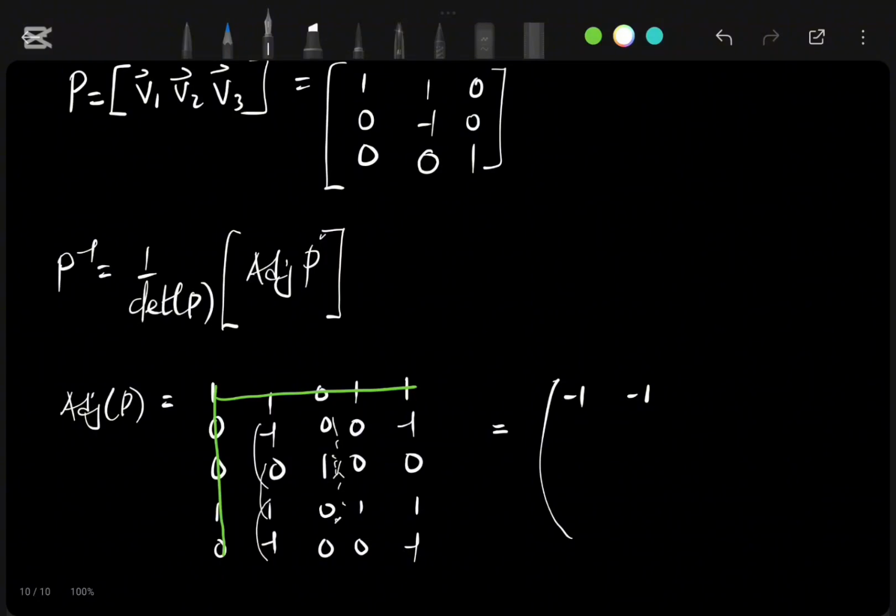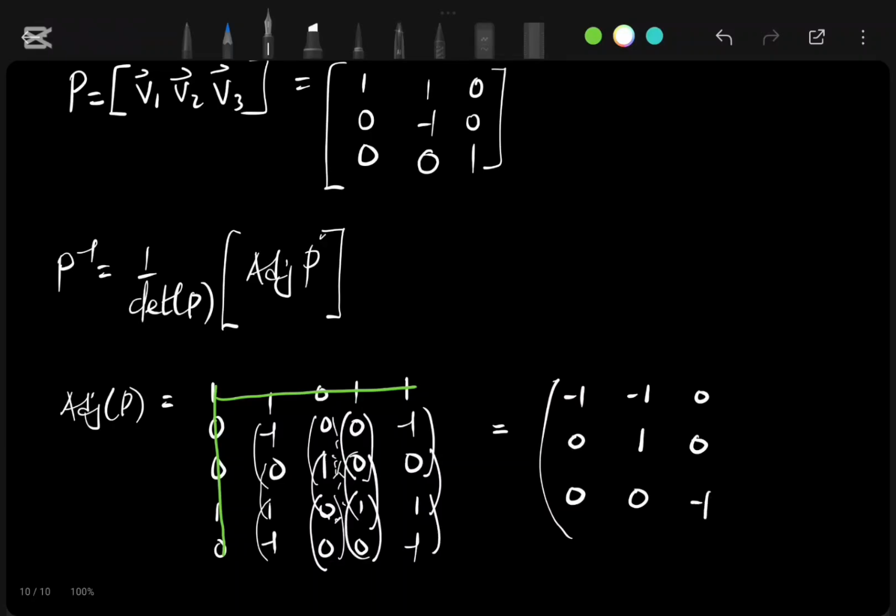Find the determinant of this and this. We have 0. We find the determinant of this and this. We have 0 again. Determinant of this and this, we have 1. Determinant of this and this, we have 0. Determinant of this and this, we have 0. Determinant of this and this, 0 again. Determinant of this and this gives us minus 1.